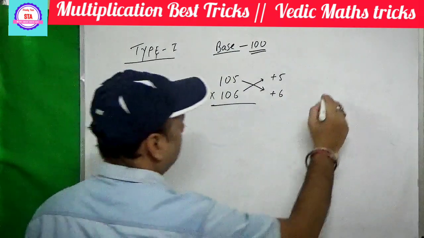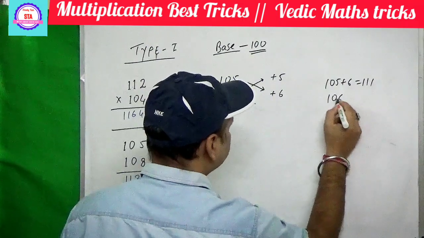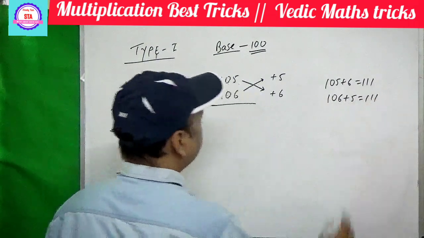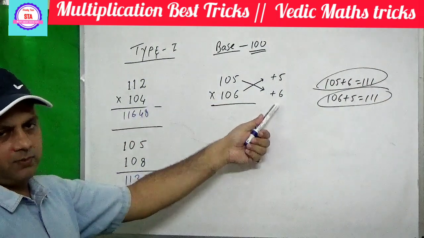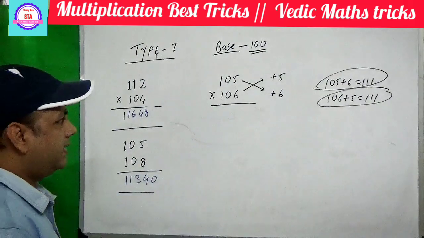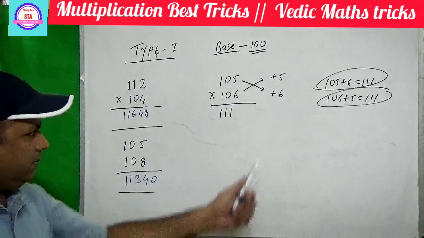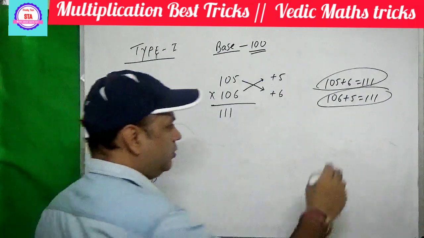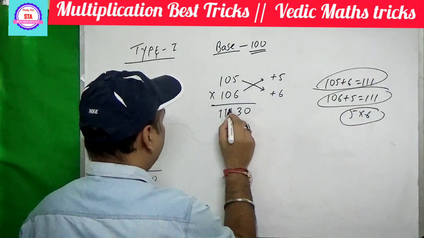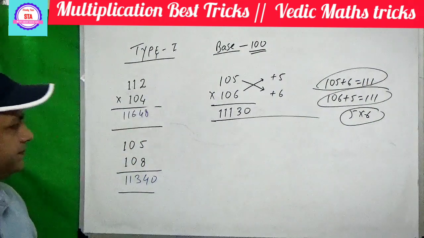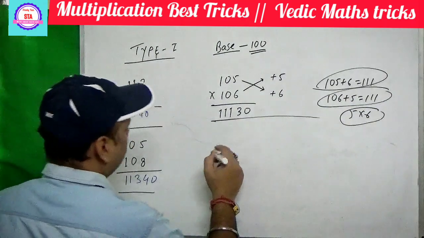105 plus 6, that is 111, or 106 plus 5, that is 111. Only one. Add this plus this, or this plus this. That is 105 plus 6, that is 111. Then you multiply these numbers. 5 into 6. Write down 30. Multiplication is 11130.